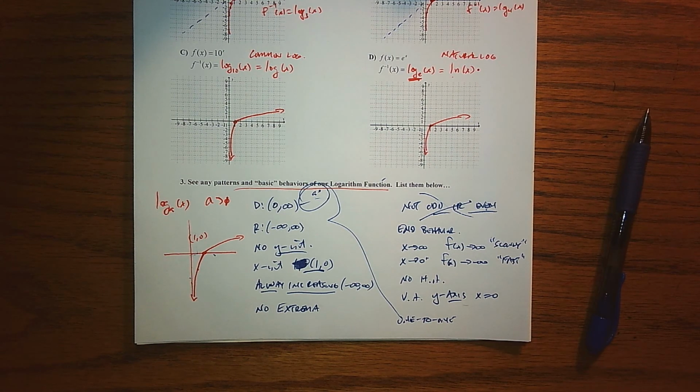And so now that we have a basic shape, what do we usually do? We start to transform it. All right, so we move it left, we move it right, we stretch it, we shrink it, we flip it, we start doing all those crazy things. So we'll do that in a video coming soon.